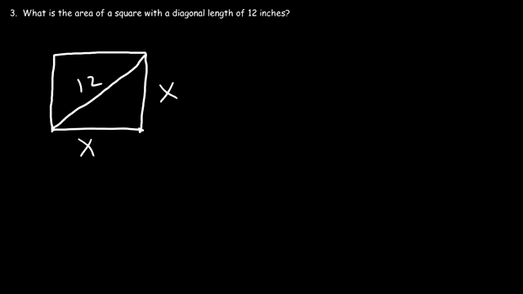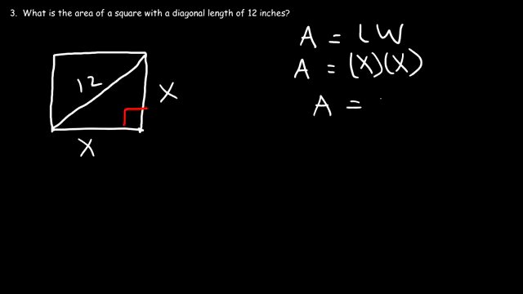So notice that we have a right triangle. The area of a square is the length times the width. Both the length and the width is equal to x. So the area of a square is x squared. So if we can calculate the value of x, we can calculate the area of the square. So let's use the Pythagorean theorem to calculate x.